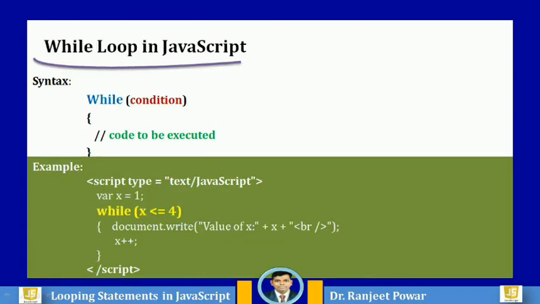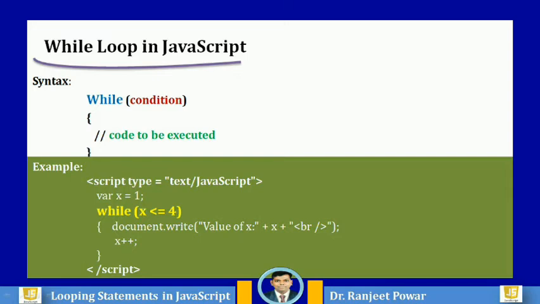While loop is the simplest looping statement provided by JavaScript. The while loop is executed as long as the specified condition is true. As soon as the condition fails, the loop is stopped. The generic syntax of the while loop is given here.